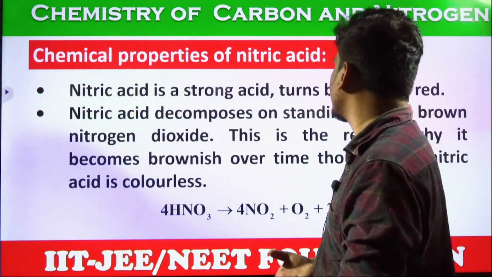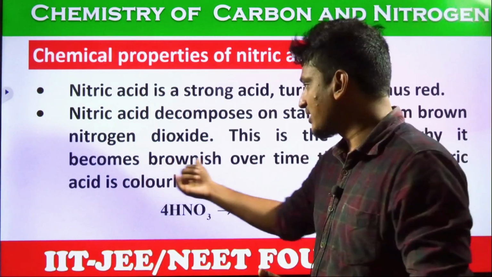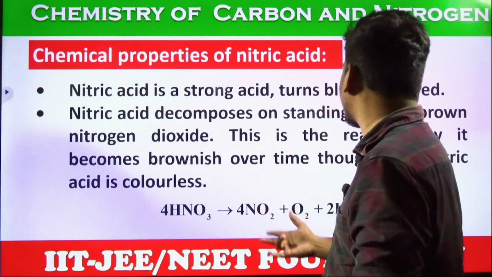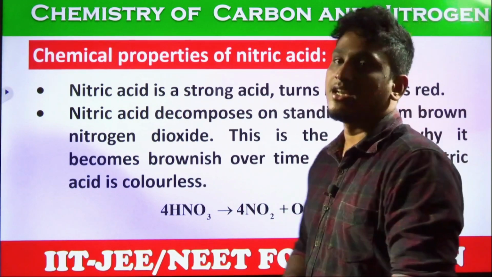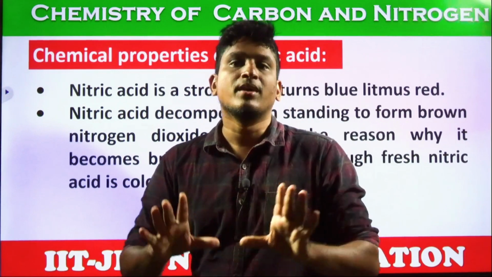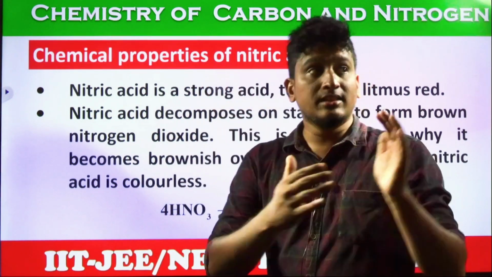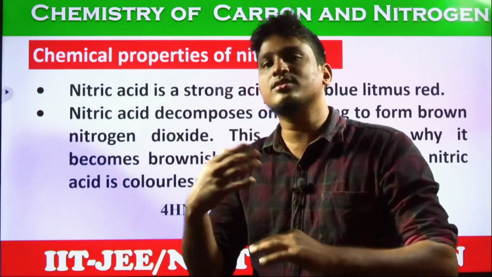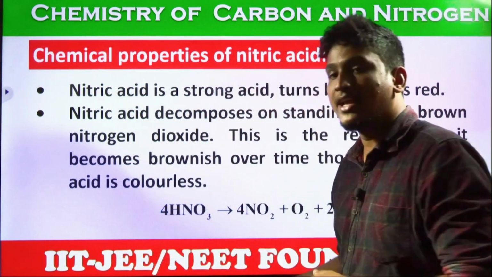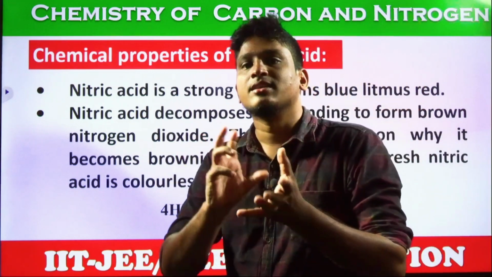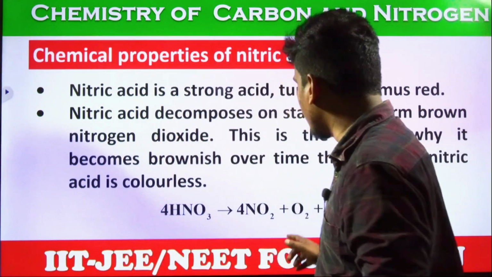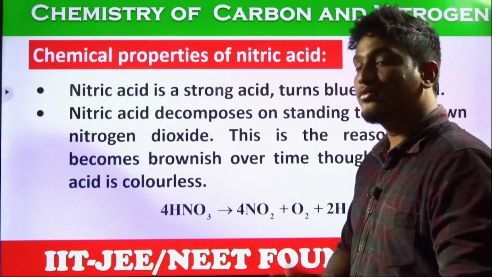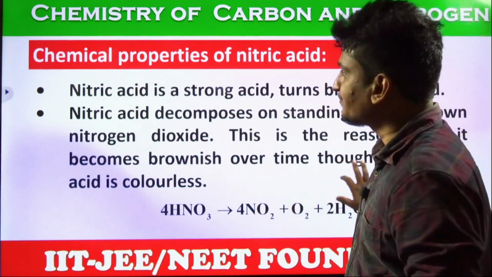Nitric acid decomposes on standing to form brown nitrogen dioxide gas, like we discussed in the previous slide. This is the reason why it becomes brownish over time, though fresh nitric acid is colorless. But slowly, what happens, students? In the presence of sunlight also, it undergoes decomposition and tries to convert into the most stable form, nitrogen dioxide gas. That's why you can expect color changes, yellowish or brownish. This is the decomposition reaction of nitric acid: HNO3 gives nitrogen dioxide plus O2 plus H2O.